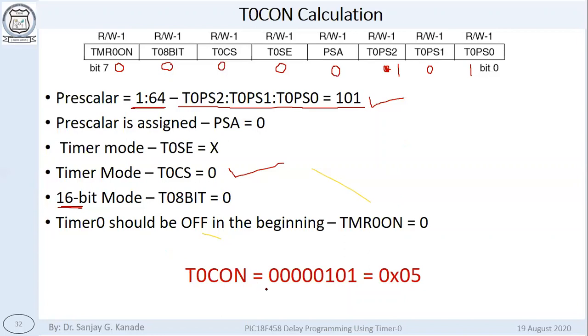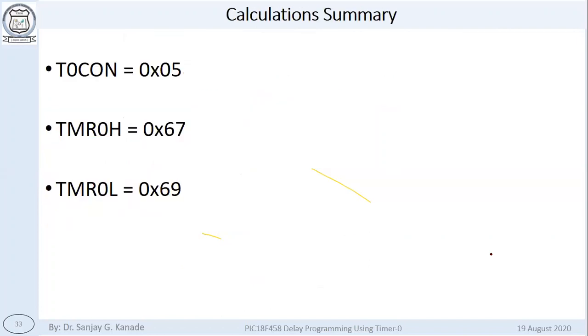So therefore T0CON is now 00000101, or in hexadecimal it is 0x05. These are the important calculations that we have to perform. This is the summary of the calculations: T0CON will be 0x05, TMR0H will be 0x67, and TMR0L will be 0x69. Now we are going to use these calculated values in the steps that we have just discussed, and we will convert those steps into our program.